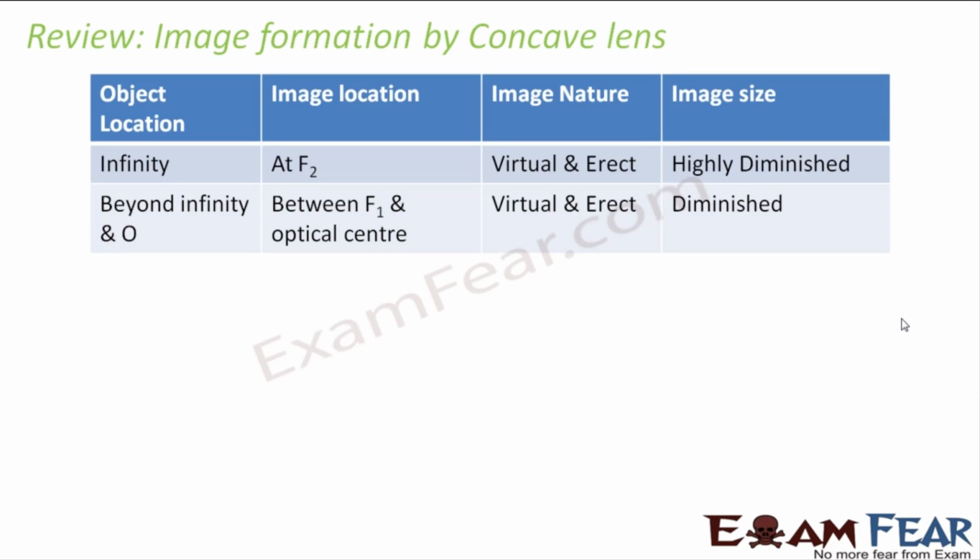So let us look at it. Here, if you see, the nature of the image is virtual, erect and diminished for both the scenarios. When the object is at infinity, the image is formed at f2. When the object is between infinity and 0, the image is formed between f1 and the optical center.